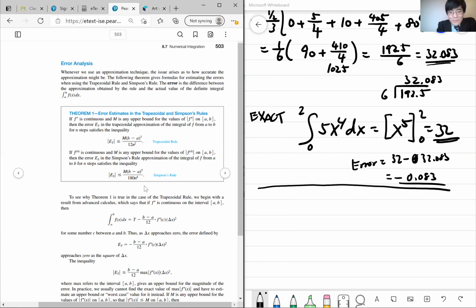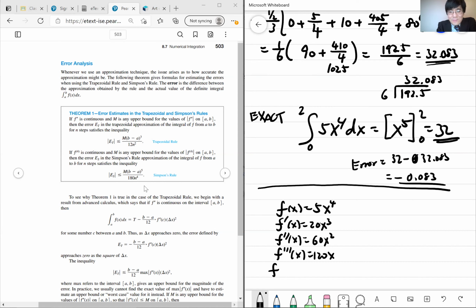So first of all, the function f(x) is 5 times x to the fourth. We need the fourth-order derivative. So f prime is equal to 20x cubed, f double prime is equal to 60x squared, f triple prime is equal to 120x, and f quadruple prime, or the fourth derivative, is 120. Okay, which is a continuous function. And the upper bound for this one is always 120. So this is the upper bound we can use. So that is equal to M.